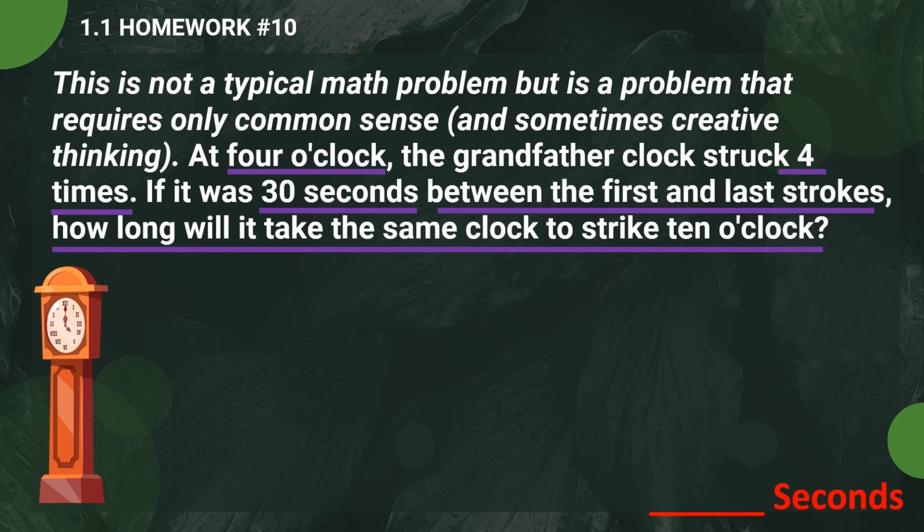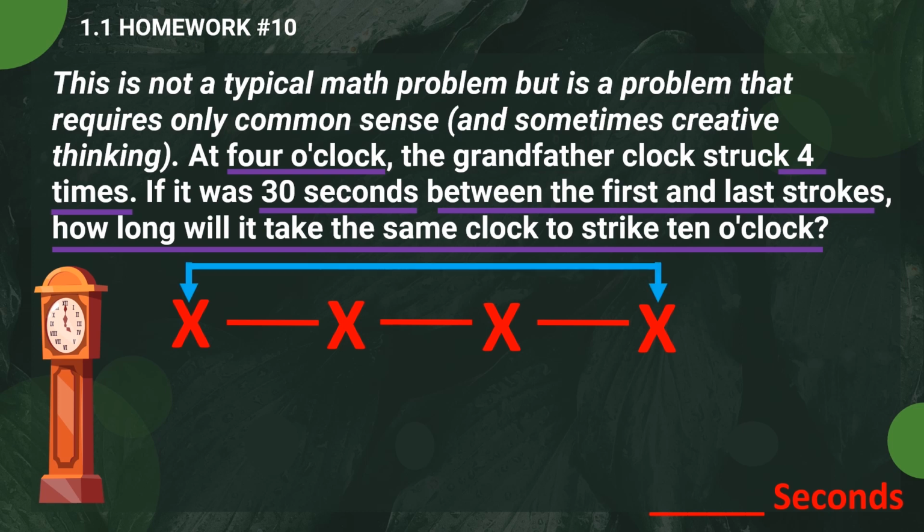All right, so I'm going to create a chicken scratch diagram to figure out what's going on here. I'm given information that at 4 o'clock, the grandfather clock struck 4 times. So let's take a look. Here's strike 1, and then there's a pause. Strike 2, pause, 3, pause, 4 times. Then between the first and the last time, there was 30 seconds.